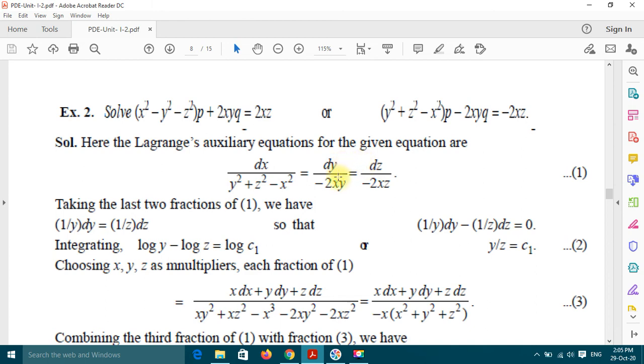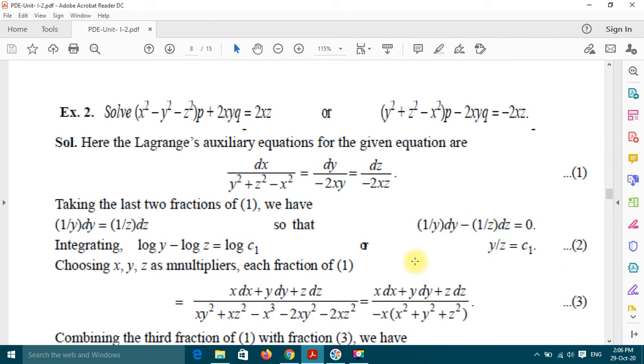We take last two fractions, means second and third fraction, dy upon minus 2xy is equal to dz upon minus 2xz. Here minus 2x and minus 2x are cancelled out, so dy upon y minus dz upon z is equal to 0. Now we integrate it, then we get log y minus log z is equal to log c1. It means log y upon z is equal to log c1, means y upon z is equal to c1. So we get the first integral of the given partial differential equation.